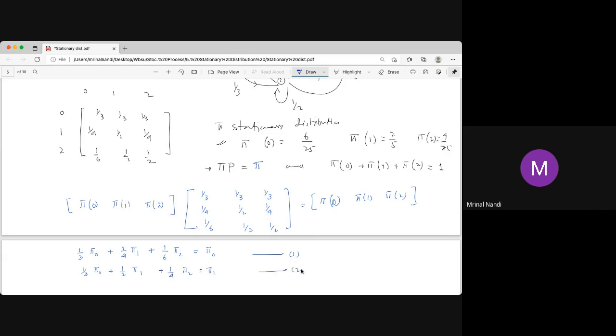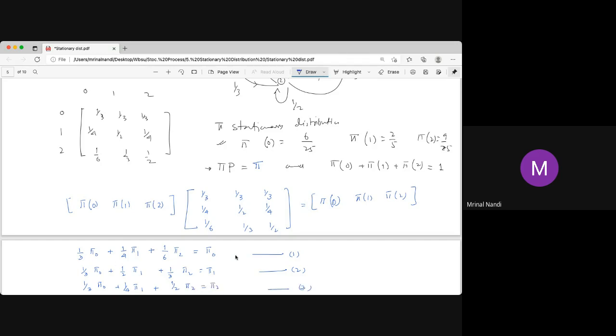Equation number 2. Then 1/3. No, sorry. This is 1/3, 1/4, 1/6, 1/3, half, 1/3, 1/3, half, 1/3, and then 1/3, 1/4, right? And then half pi.